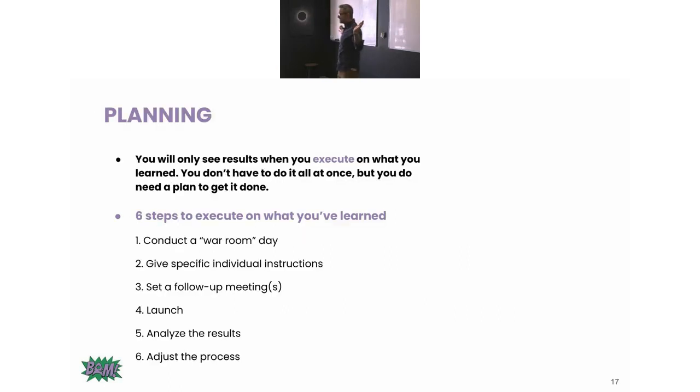And then how do we do this? How in the world do we start creating all these emails? Well, you do have to execute on a plan and actually get them done. So here's some quick ways that you could do this. You could conduct a war room day. If you've got a small team, you can all get together in that room and brainstorm and write these different emails, launch them, analyze the results, and adjust the process.